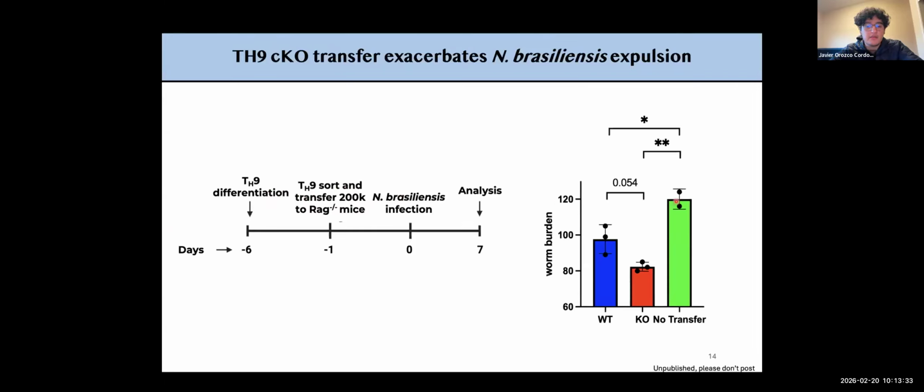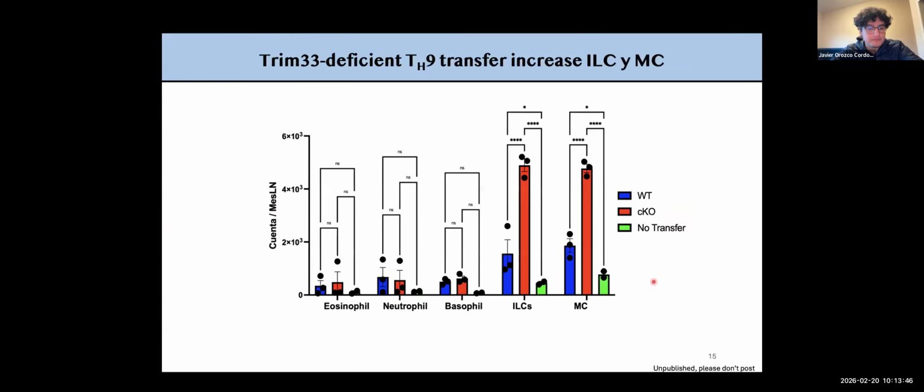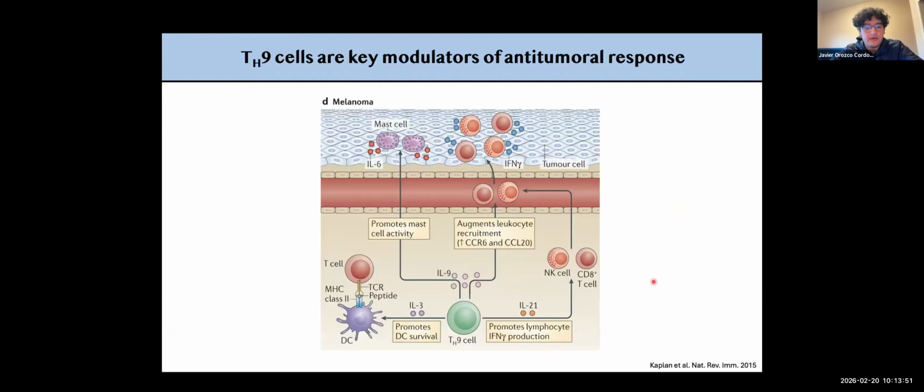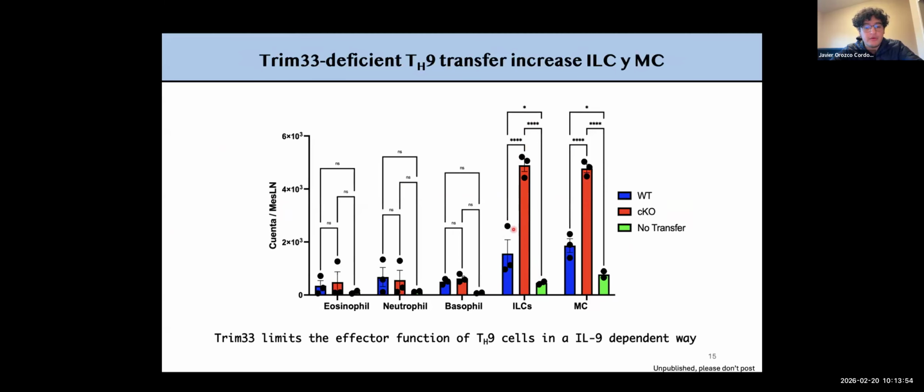And as expected, the mice that received Th9 cells have an improved anti-helminth response. However, those mice that received knockout cells have an even more improved anti-helminth response. And when we analyze these innate cells in these mice, we indeed found a higher number of ILCs and mast cells, recapitulating what we have in the whole mice. So we think with this that TRIM33 is limiting the effector function of Th9 cells, probably in an IL-9-dependent way, given that these cells respond upon IL-9.